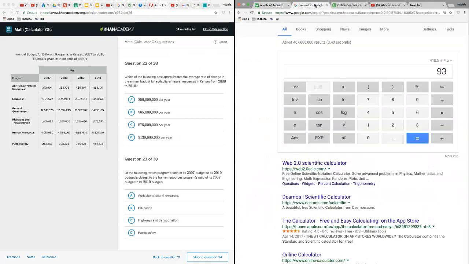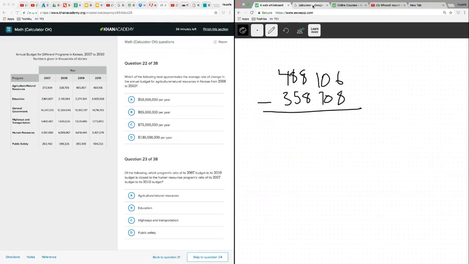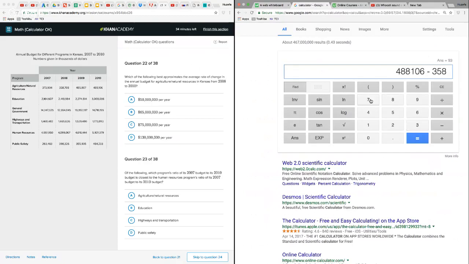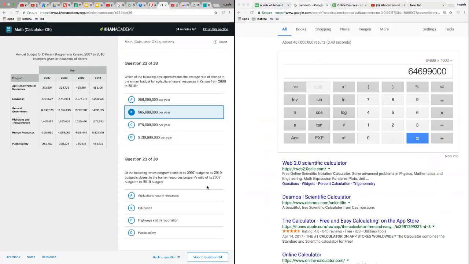Let's do it here. 488106 minus, yikes, this is crazy, 358708 equals, and that's over 2 years. So if we want 1 year, we divide by 2. And 646, whatever. But this is in thousands, so we have to multiply by 1,000. What is that? It's about 65 million if we round it up per year. And that is B.